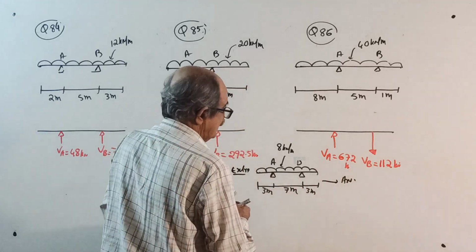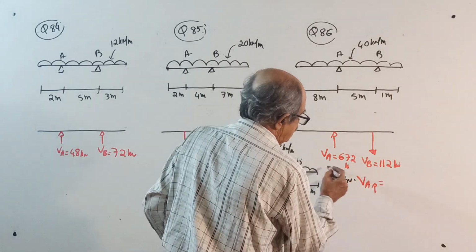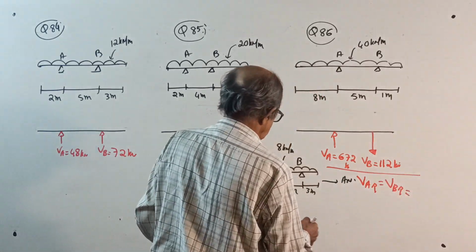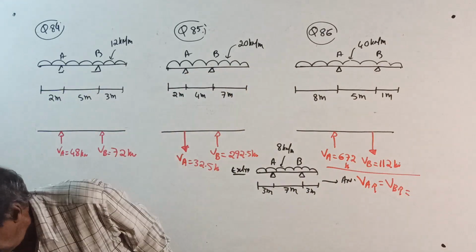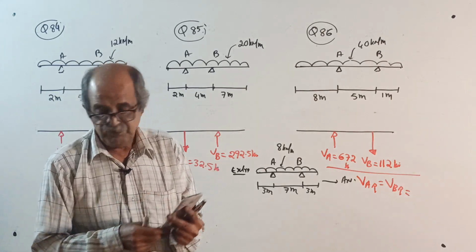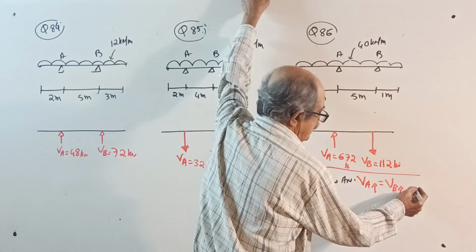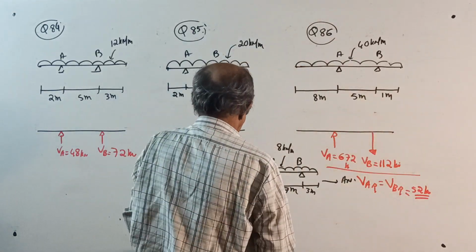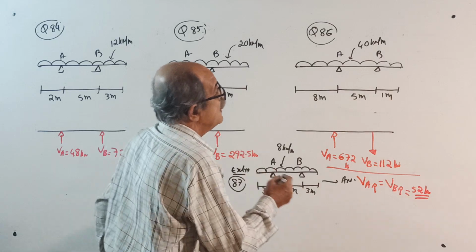Answer, I will write here, VA will be upwards and VB also will be upwards, equal to 7, 3, 10, 13. 8 into 13 divided by 2. That's all. 52 kilonewton. Okay. This is question number 87. Next, 88.